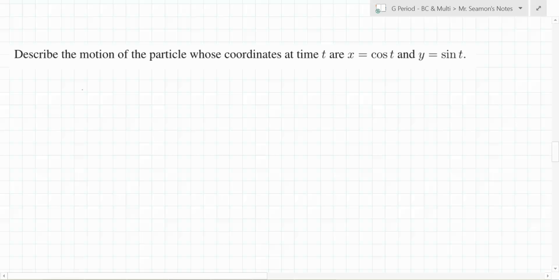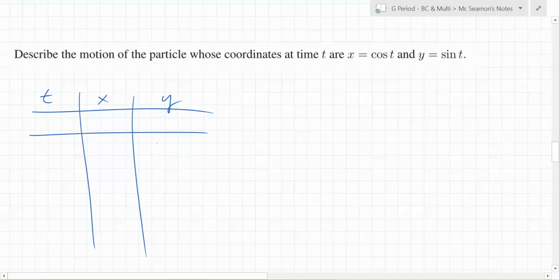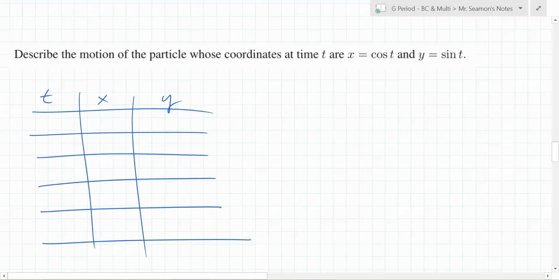We could make a table: t, x, y. Now, is it important that we choose t values that are helpful and not counterproductive? Sure. So how about 0? Is 0 an okay value to choose? Yeah, because what's cosine of 0? 1. What's sine of 0? 0. And then what kinds of values should we choose for t on this?